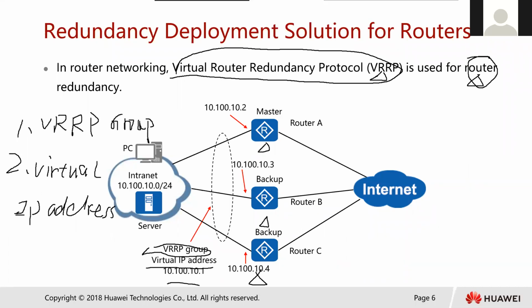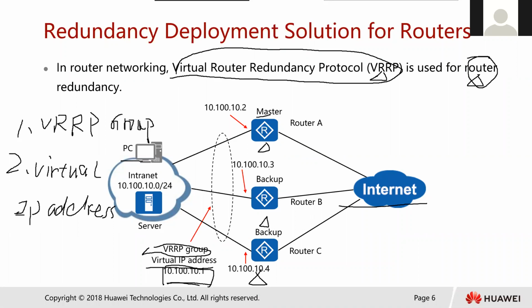Why do we need to give it a virtual IP address? If we add these three routers, router A, router B, and router C, into one VRRP group and give it a virtual IP address, the PC can access the internet by this IP address, 10.100.0.10.1. That means we look at these three routers as only one router to access the internet.